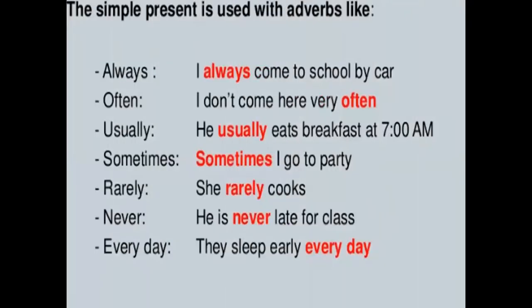Now the simple present is used with the following adverbs. So again, simple present tense often uses these adverbs here. Okay, always, often, usually, sometimes, rarely, never, every day.